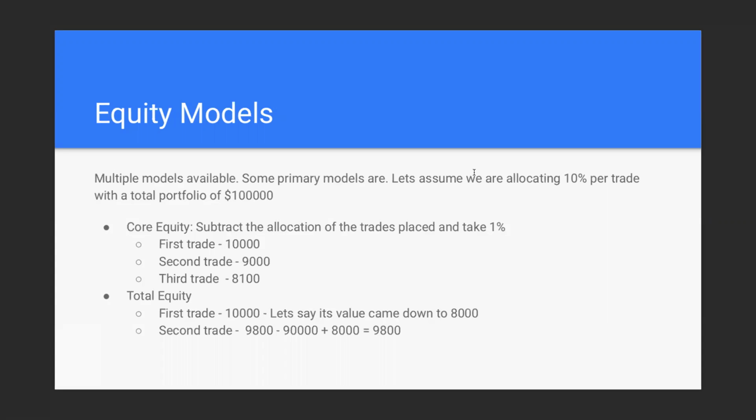So you will get $8,100 for the third trade. This is a very common way to do this. Basically, you will allocate this kind of core equity model based on this.